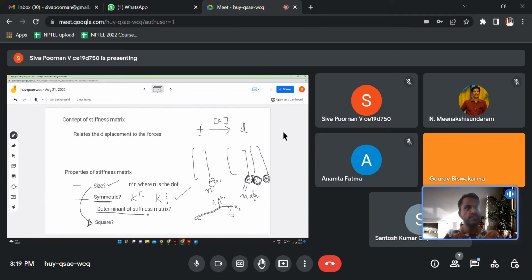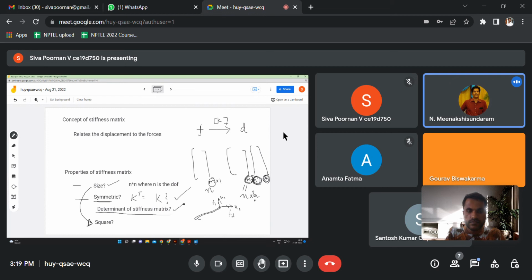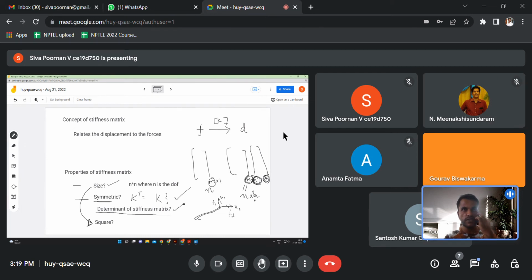Psi is also known. Determinant of a stiffness matrix. So what is the determinant of the stiffness matrix? What is it? I couldn't hear. 0 is the right answer for a given condition, right? When does it happen? Before applying the boundary condition. Yes. So before applying boundary condition, stiffness matrix turns out to be a singular matrix. A singular matrix in the sense its determinant becomes 0.